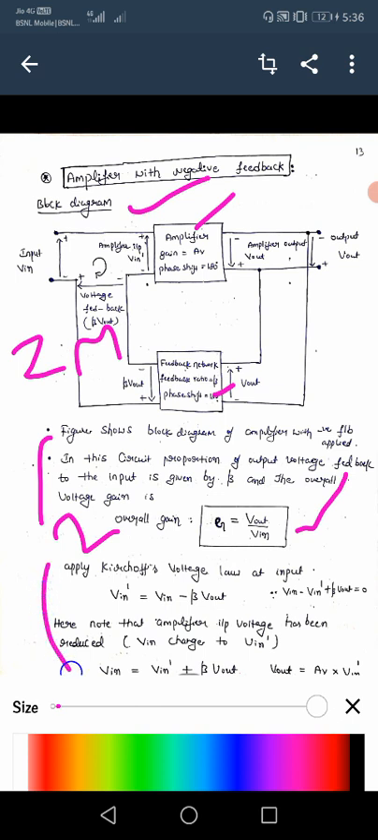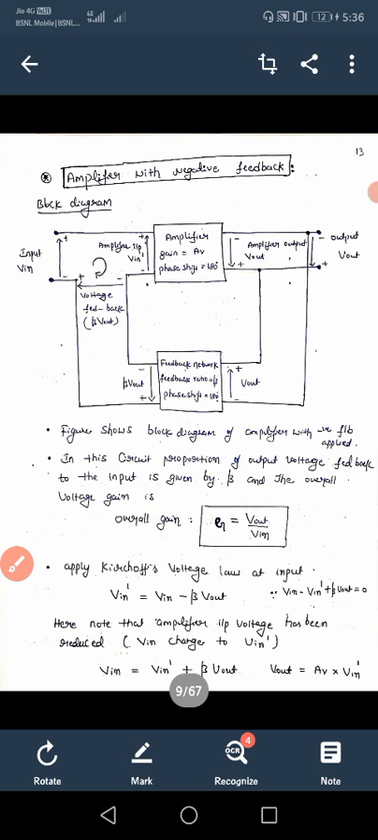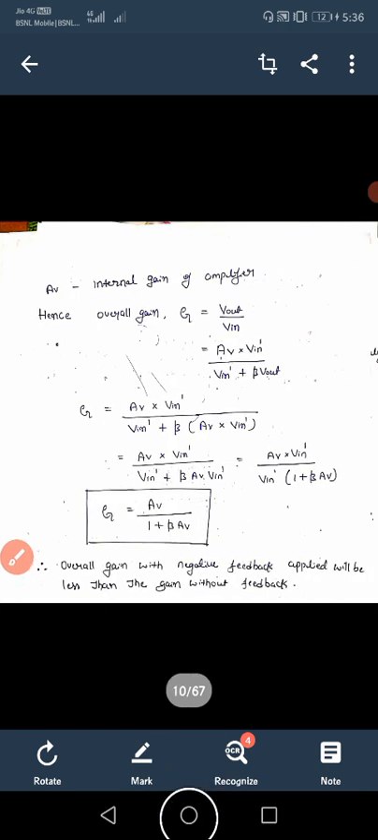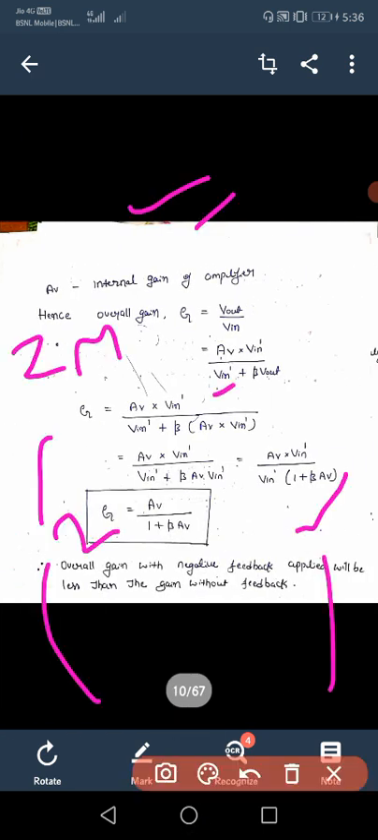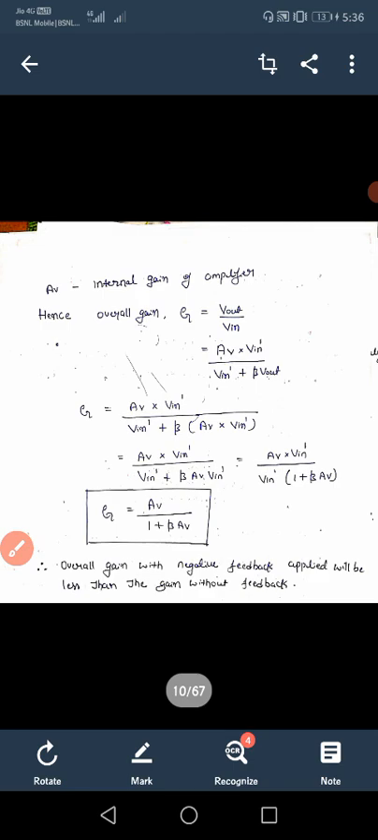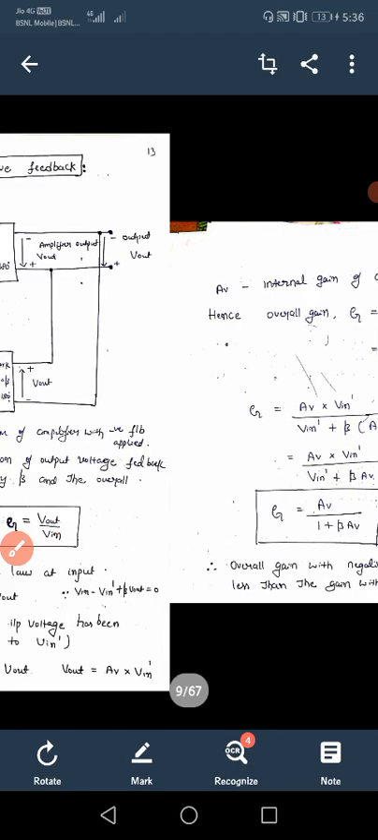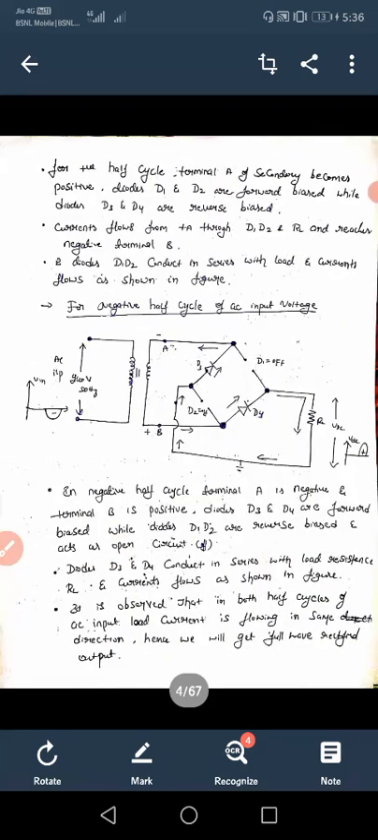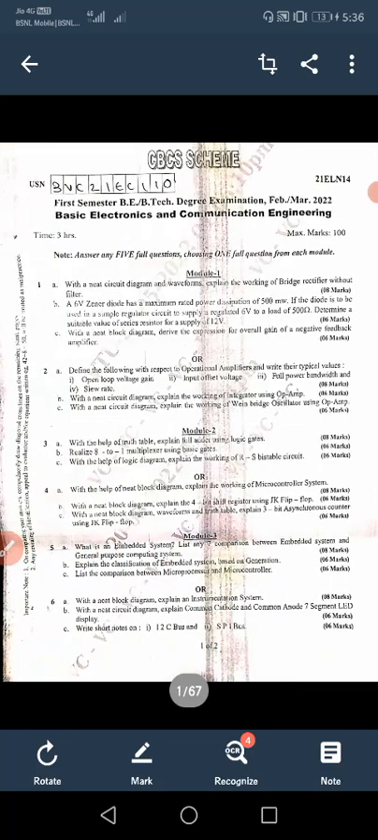Then you should start applying Kirchhoff's voltage law and you should continue. Then to obtain up to this part, the final answer is AV divided by 1 plus beta AV. So this completes the answer. This is the negative feedback derivation. You should write the answer up to here. Okay, so that's what the question is about, and it is asked for 6 marks.